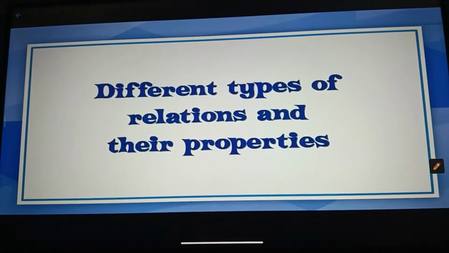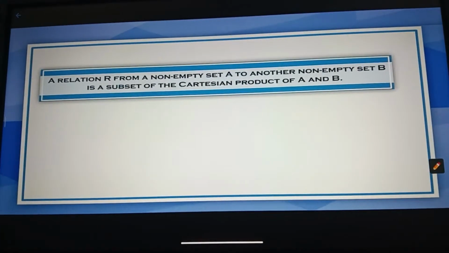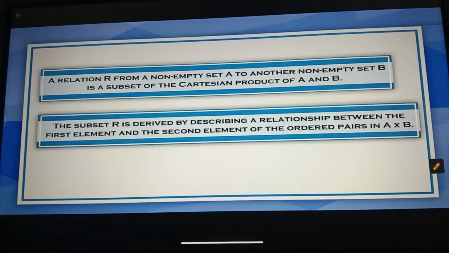In this module, you will learn about different types of relations and their properties. Let's take a quick look at relations that you learned in your previous class. A relation R from a non-empty set A to another non-empty set B is a subset of the Cartesian product of A and B. The subset R is derived by describing a relationship between the first element and the second element of the ordered pairs in A cross B.